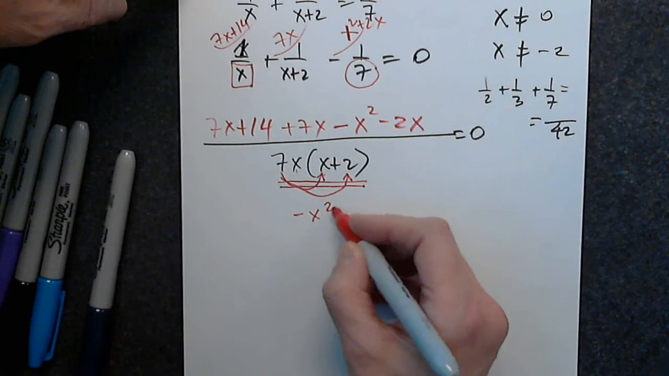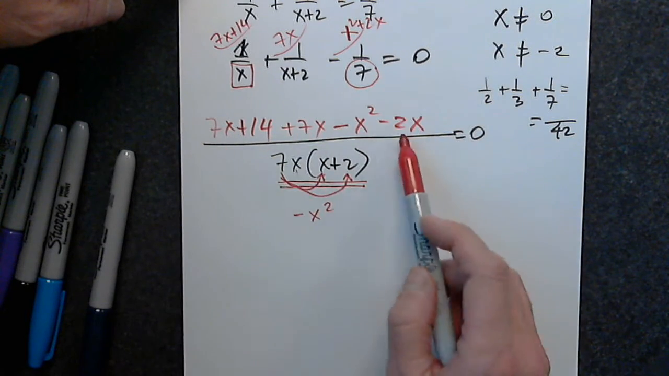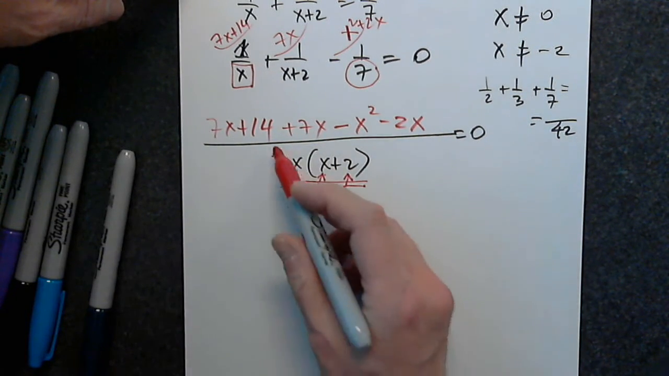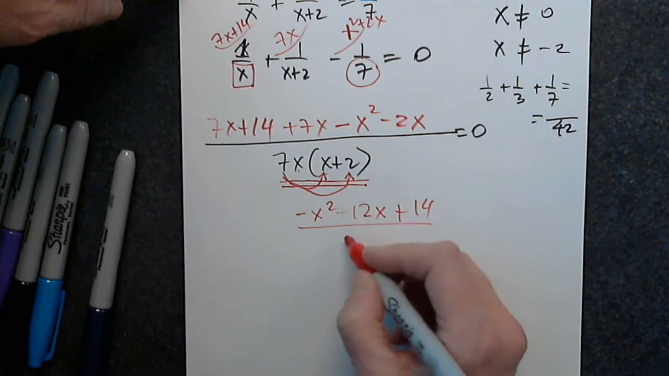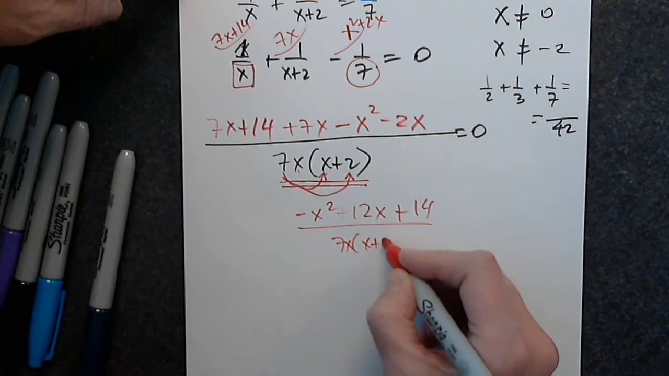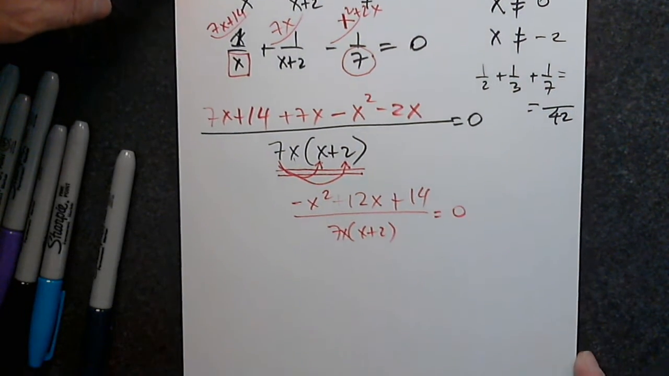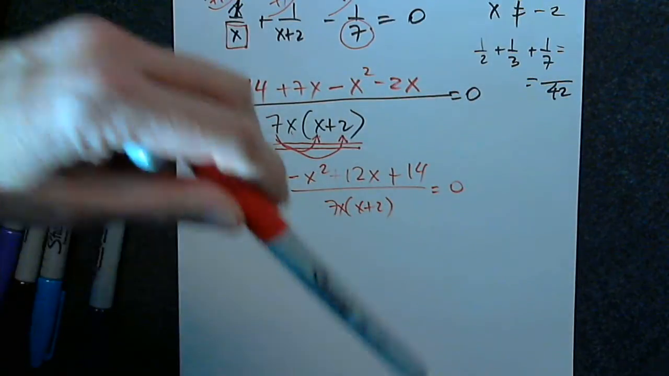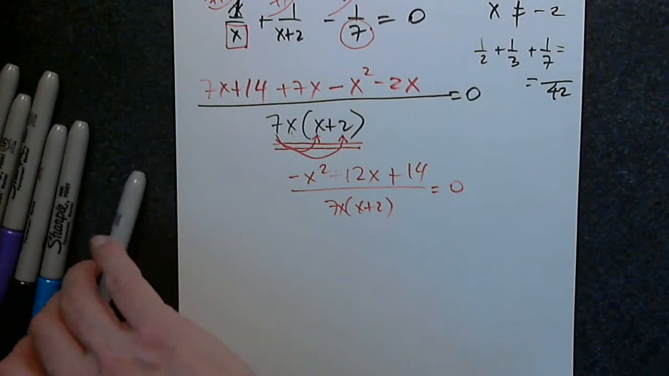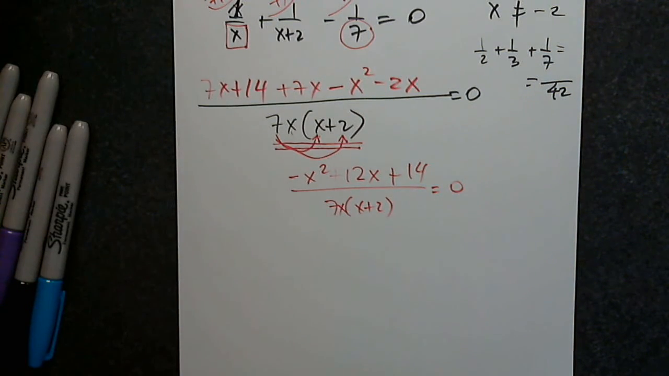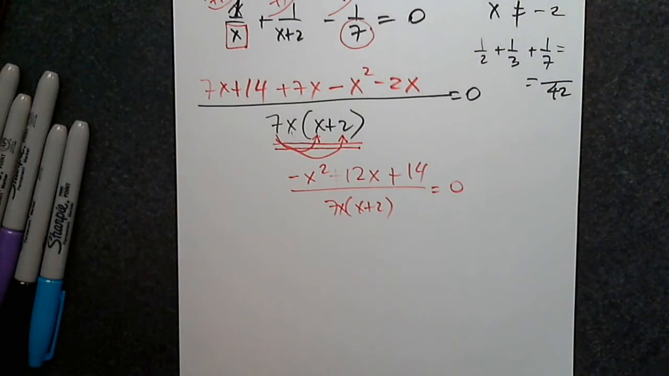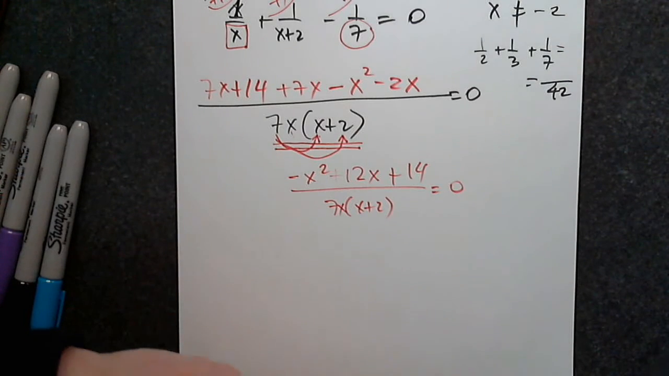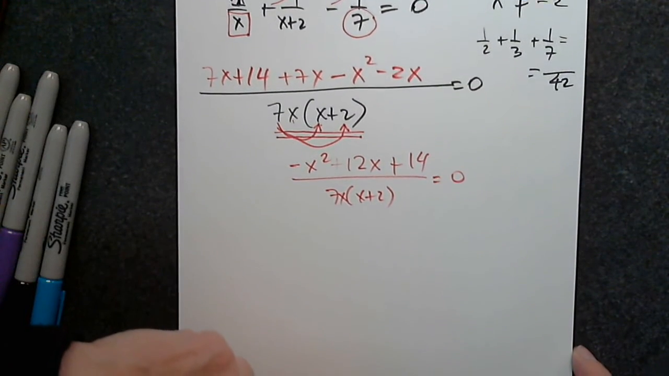Okay, so of course we combine like terms. So then we have negative x squared, and this is 14 minus 2, which is positive 12x, and then plus 14, over 7x, x plus 2 equals 0. If you remember last time we discussed and we said there are at least two options here. You may find a third option, and I'm fine with it. A fraction is 0 when?